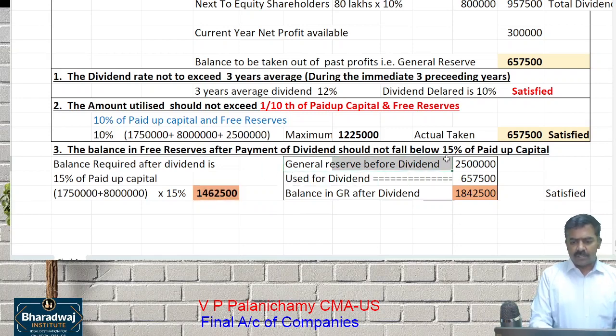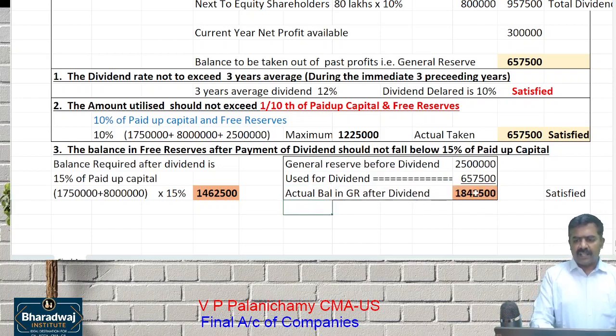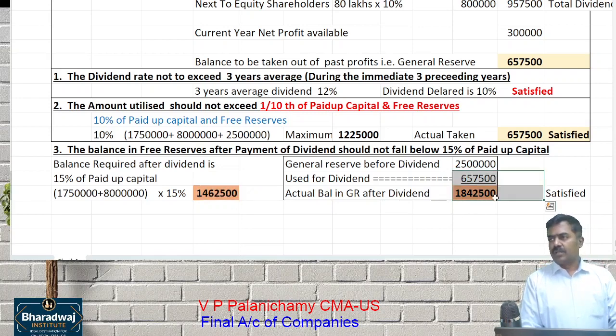Look at the actual usage. Before dividend 25 lakhs. We use for dividend 6,57,500. What is the actual balance after dividend? Actual balance in general reserve after dividend. How much is there? 18,42,500. Minimum how much is needed? 14,62,500. Actual balance is more. So whether this condition is satisfied or violated?